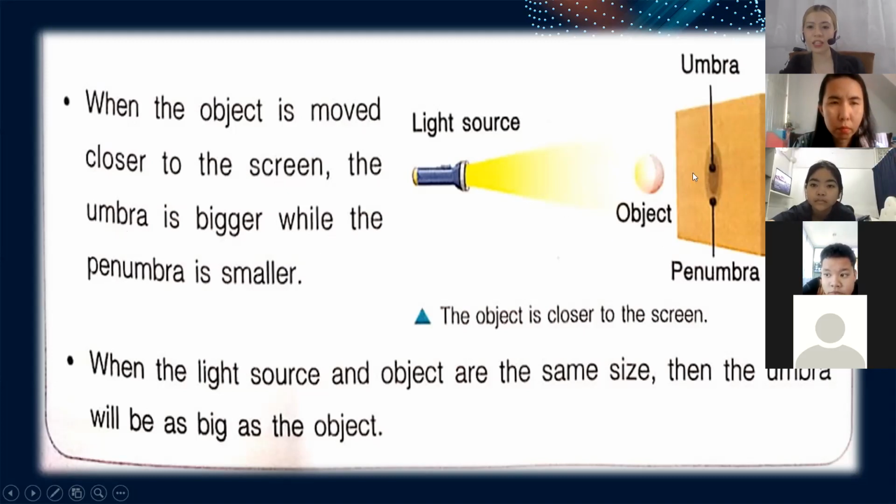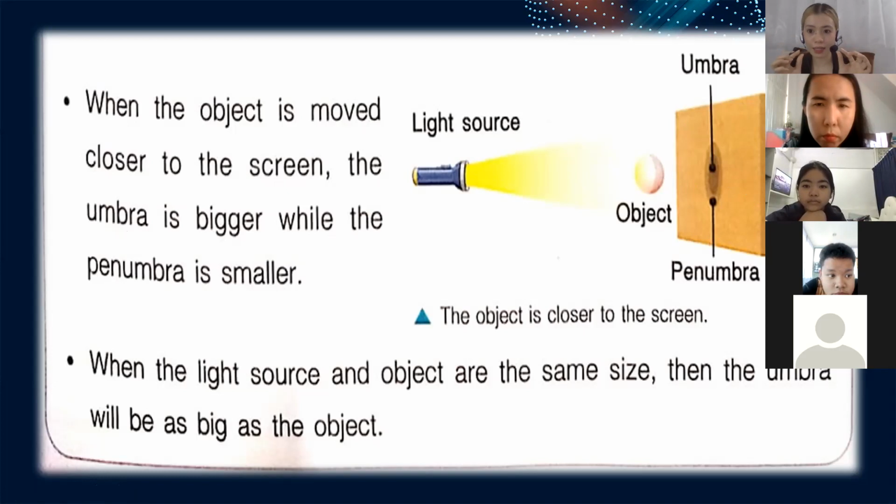So as you can see here in the illustration, the ball or the object is closer to the screen, which makes the umbra bigger and the penumbra smaller in size. I repeat, if the object is closer to the screen, the umbra is bigger, the penumbra is smaller. And for the last one, when the light source and the object are the same size, the umbra will be as big as the object. I repeat, if they have the same size, the umbra will be as big as the object.